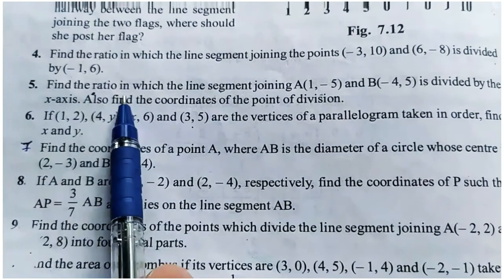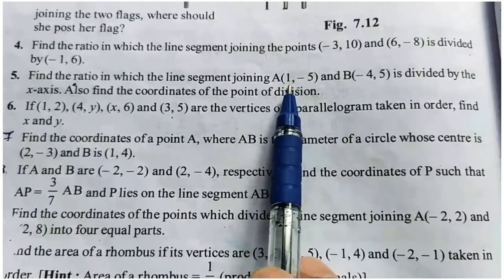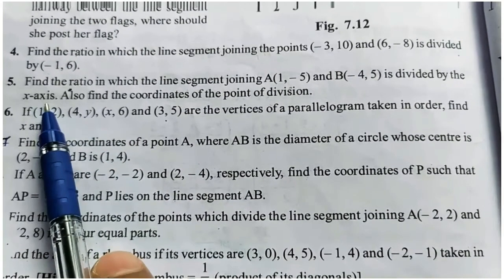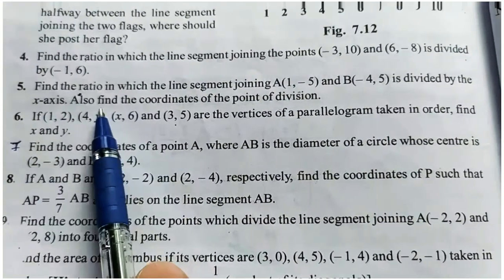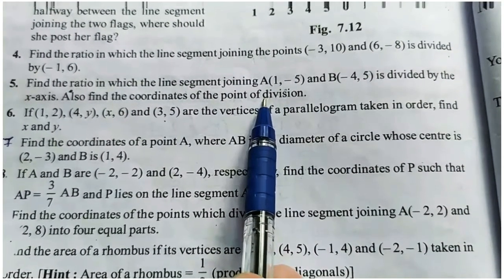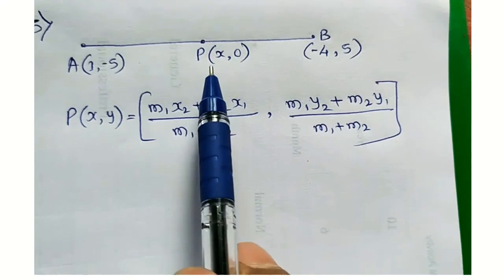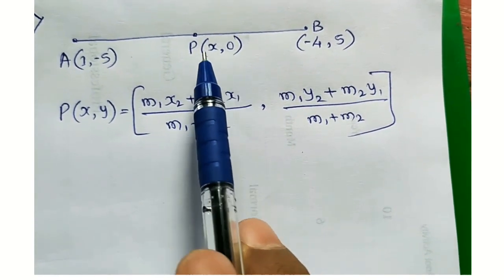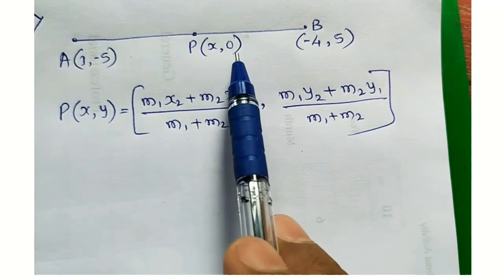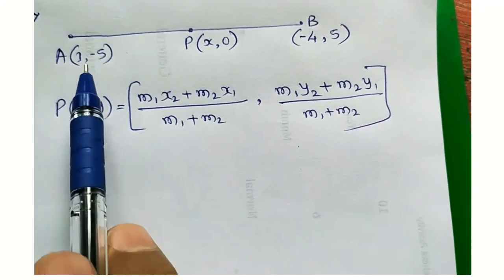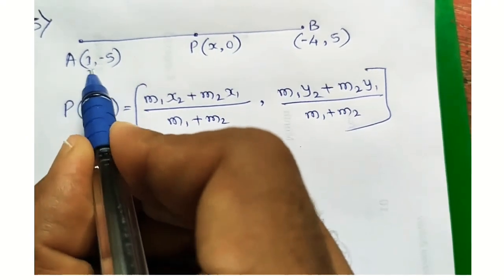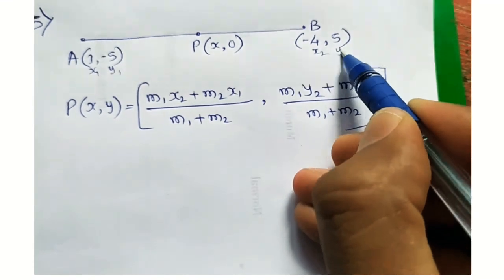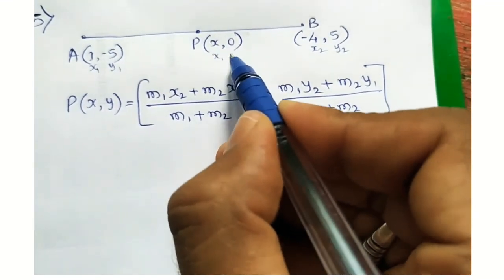Now fifth question, find the ratio in which the line segment joining AB is divided by the x-axis, means the point is on the x-axis, means the y value will be 0. Also find the coordinates of the point of division. Now taking the division point as P of x comma 0. Why? Because P is on the x-axis, automatically the y value will be 0. Okay, so A value as x1 y1, B coordinates as x2 y2.